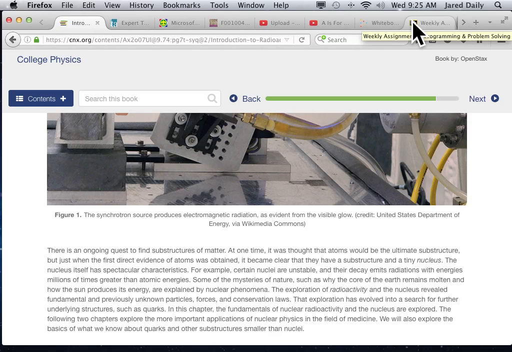So how could we detect alpha particles or beta particles? Remember, the alpha particles are a helium nucleus kicked out at high energy. Beta particles are an electron kicked out at high energy. How can we detect those things?